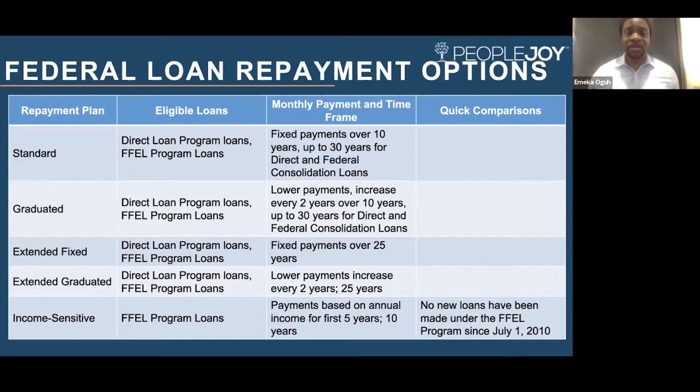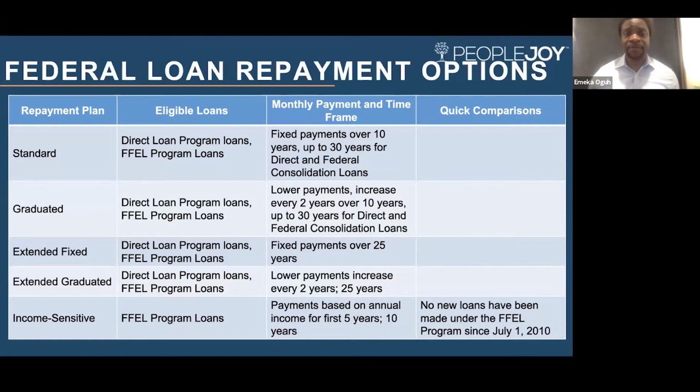One thing to note is that you can actually change repayment plans as often as you like. So you're not married or stuck to one payment plan for the entire life of your loan. You can move around with payment plans based on your income, based on convenience. You have different options. So again, as I mentioned, the first payment plan is the standard plan. Fixed payments over 10 years. If you have a consolidated loan, it can be fixed payments for up to 30 years.